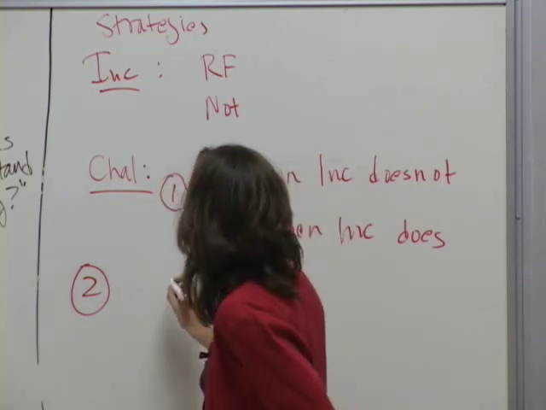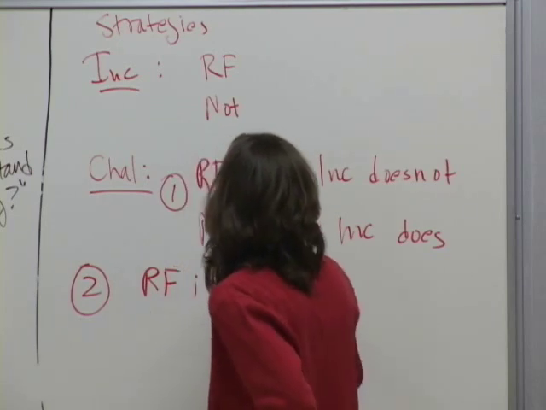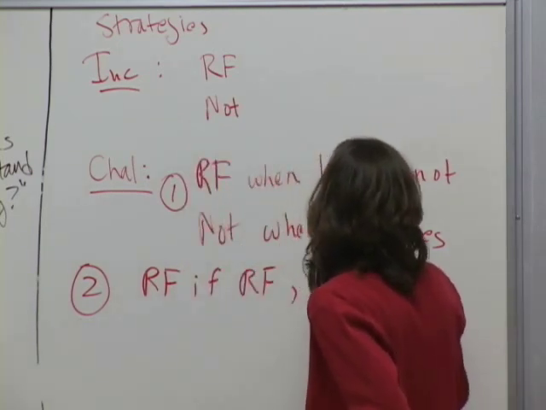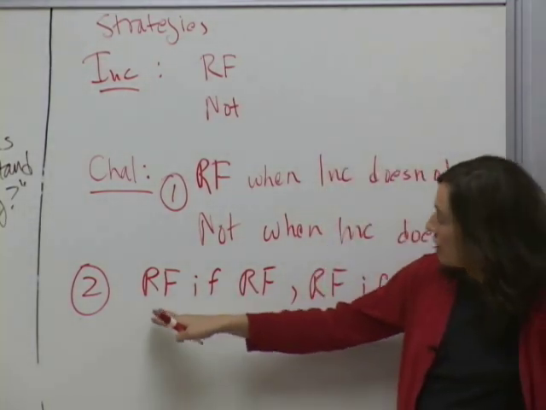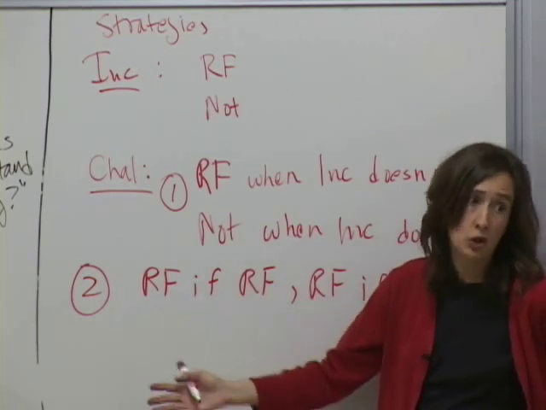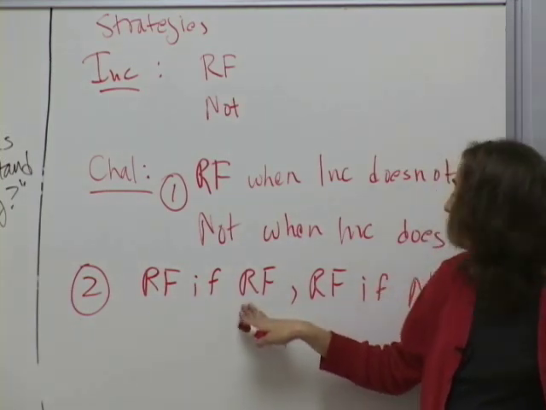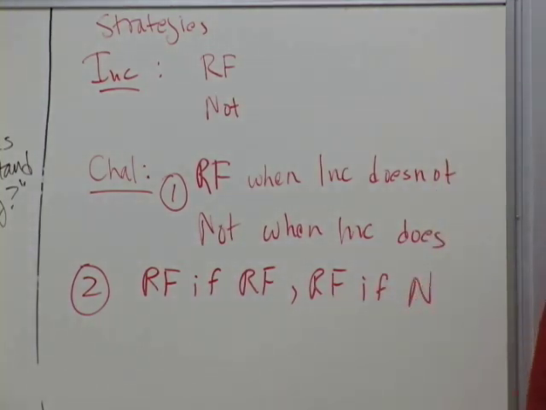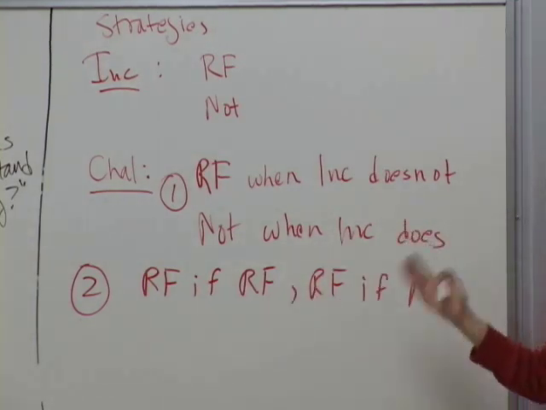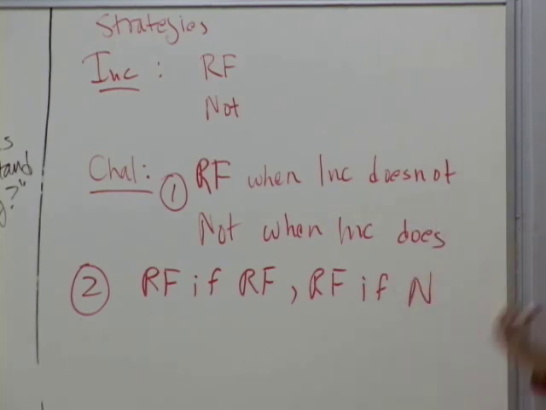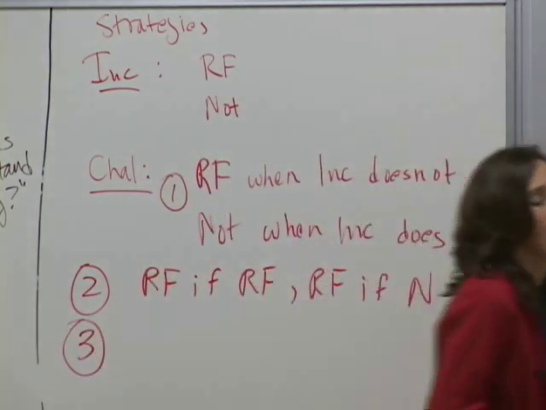Another possible strategy that the fundraiser has is RF if RF, RF if N. Okay, so I'm using shorthand here. Another strategy that the challenger has, it's not the challenger's best strategy, but it's a possible strategy, is to raise funds if the incumbent raises funds, and to raise funds if he doesn't. Okay, the challenger could just be a fundraising energizer bunny. It's a strategy. Like I'm saying, not the best one, not as good as this, but it's a possibility. Okay, another even shorter way to abbreviate it.